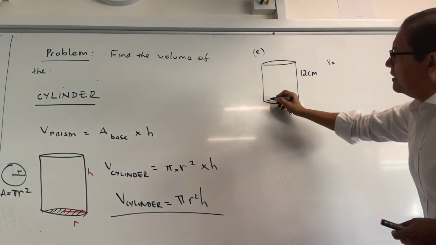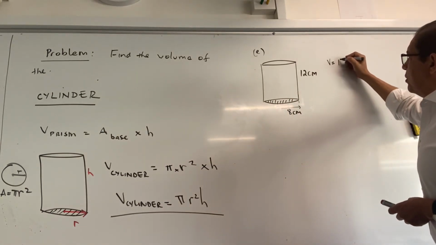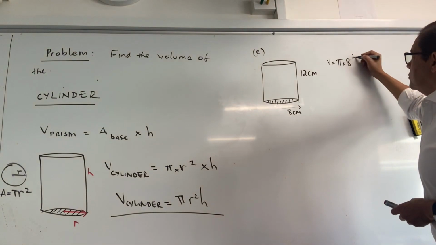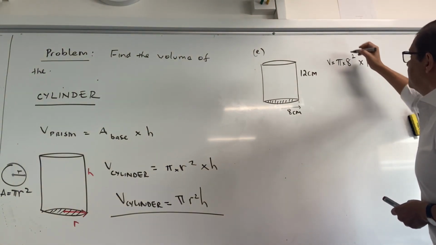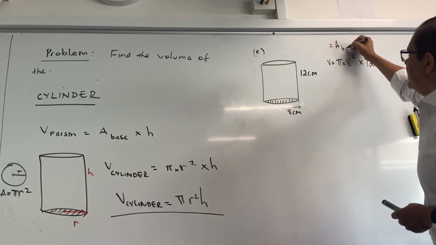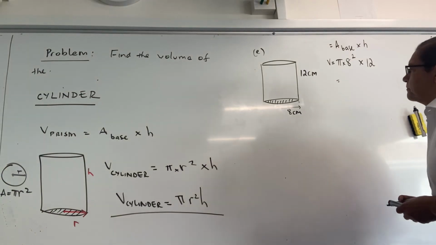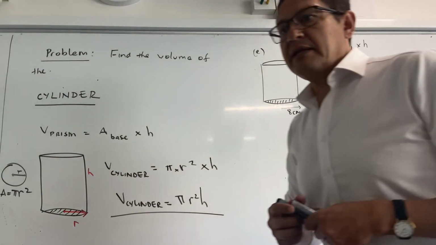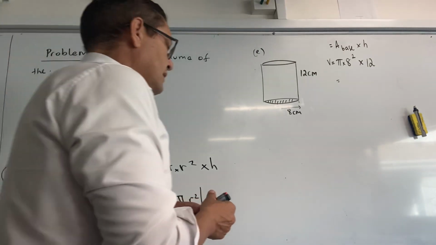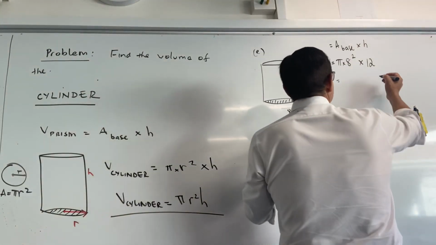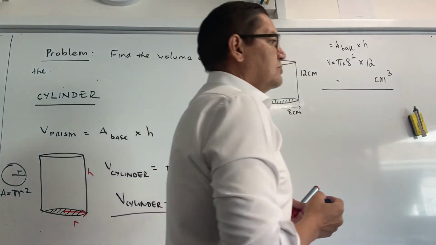You would look at this and you go, that's my cross section, that's my base. Pi times 8 squared times 12, because it's area of the base times the height. Okay? Not sure I have a calculator here with me today. No, I don't. You'll calculate that out, 2 decimal places, and whatever the answer is will be in centimetres cubed, and that's where we are.